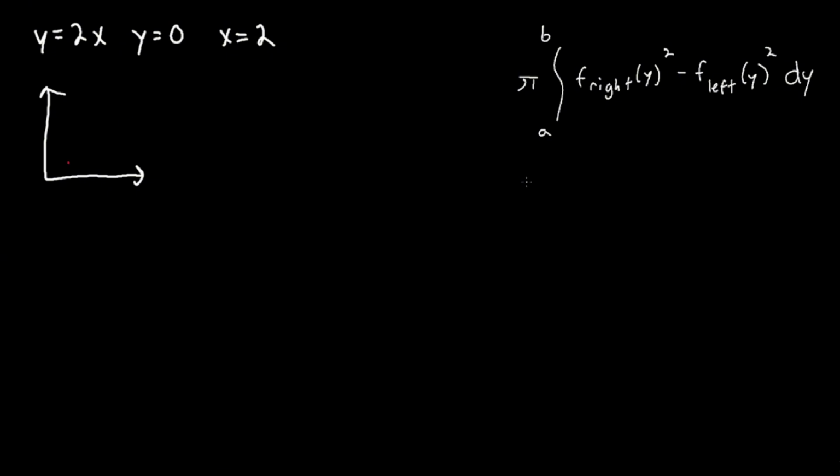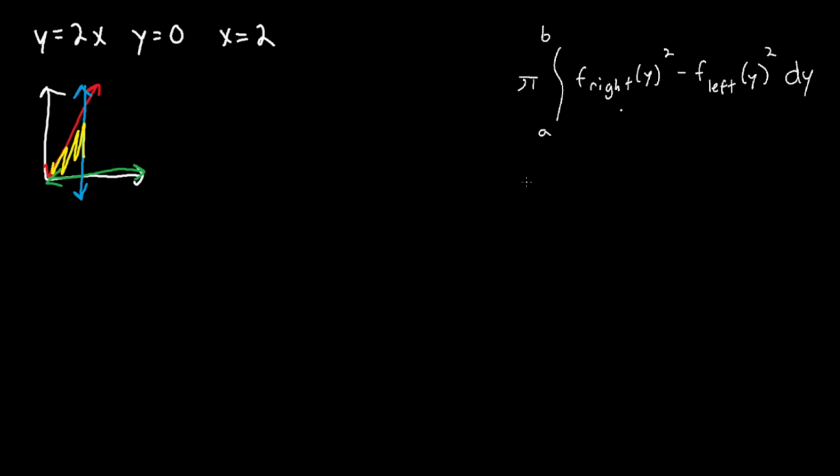Let's go ahead and find the volume of the region revolved around the y-axis bounded by these functions. So first things first, let's draw the functions. Well, y is equal to 2x is a linear line with slope 2. y is equal to 0 is again just along the x-axis. And x is equal to 2 is a straight line at x is equal to 2. And this right here is our region. So we want to rotate this around the y-axis. How do we do that?